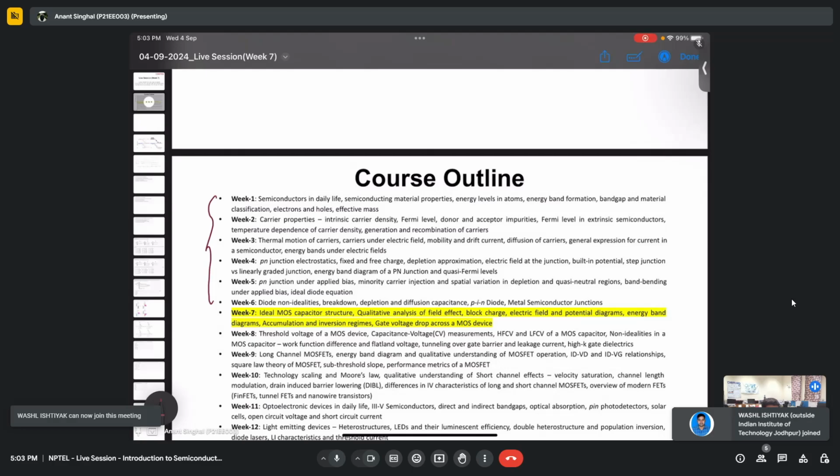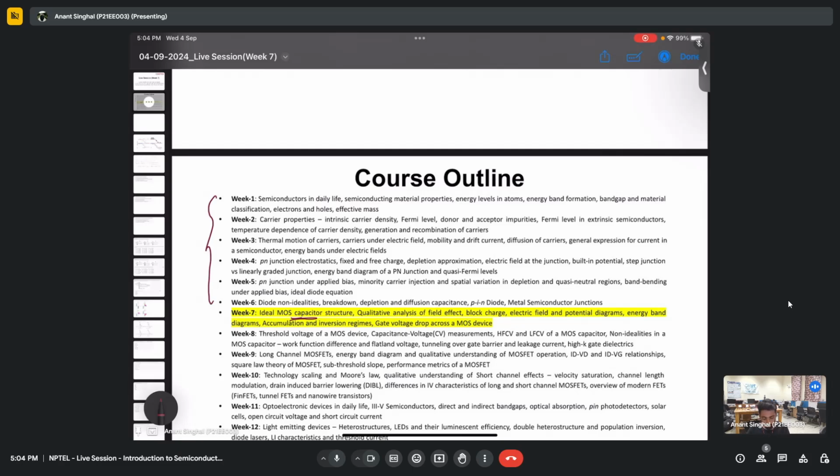Most of the classes from now will be covering the major topic for your course and for your career also, that is the MOS transistor, the metal oxide semiconductor field effect transistor. We'll start with the MOS capacitor first, because ultimately the MOS capacitor is basically the heart of the MOS transistor. We'll go one by one, studying the MOS capacitor first, and we'll make the MOS capacitor a MOS transistor in the next class, or maybe from the class after, whenever the topic comes in the further weeks.